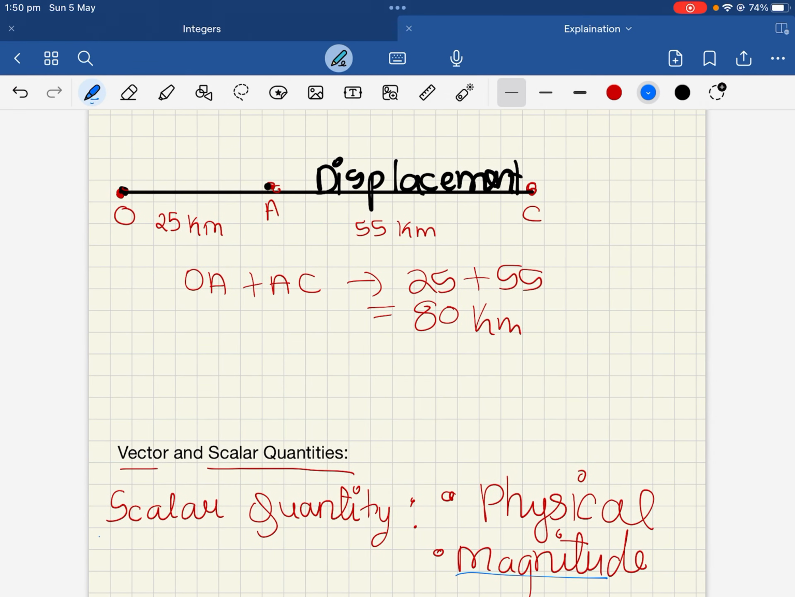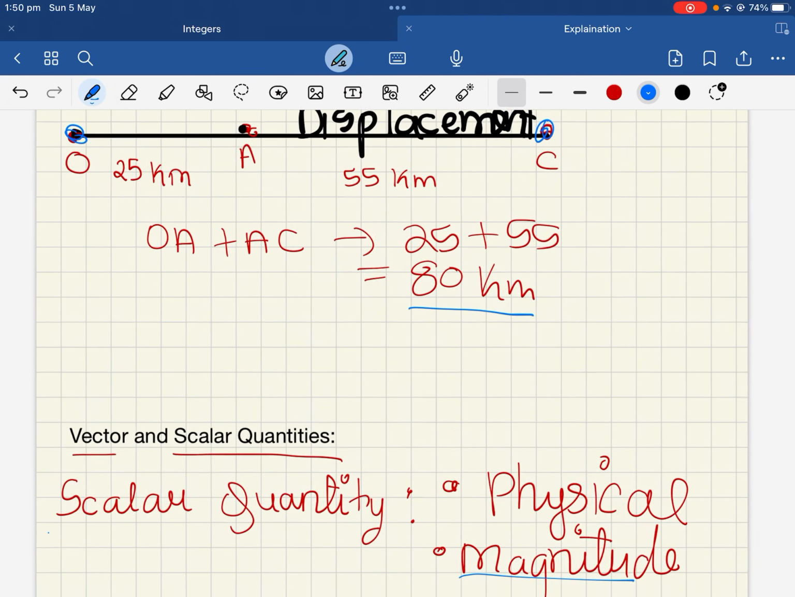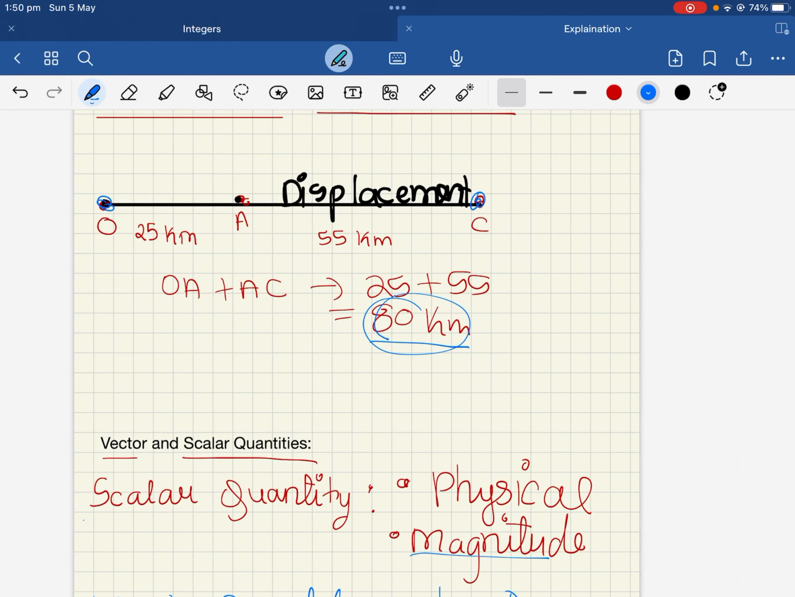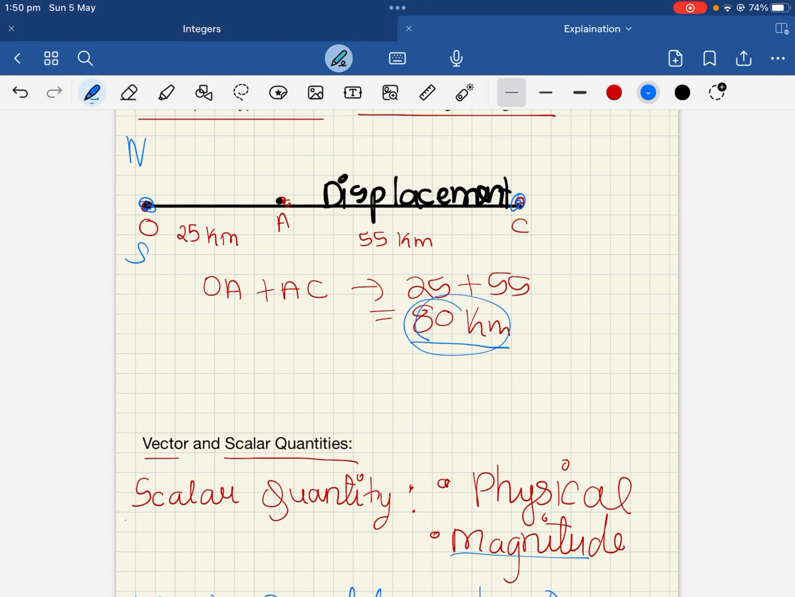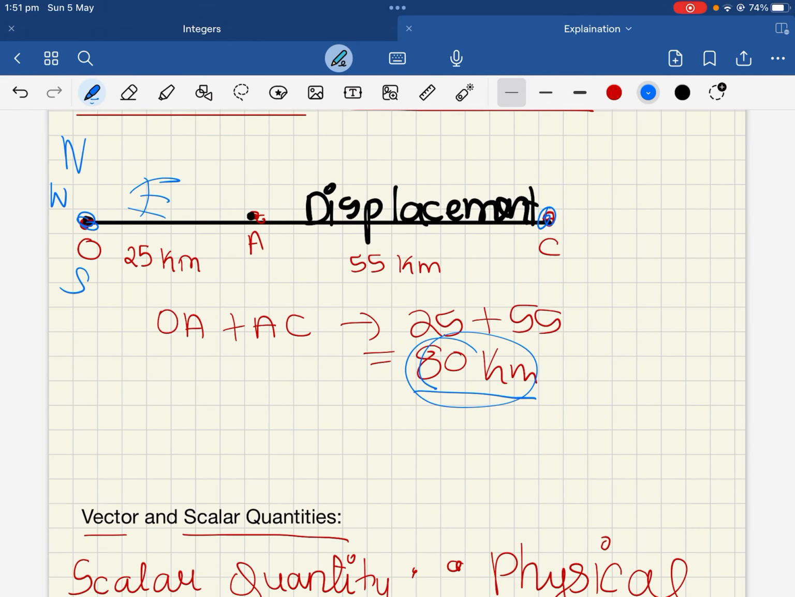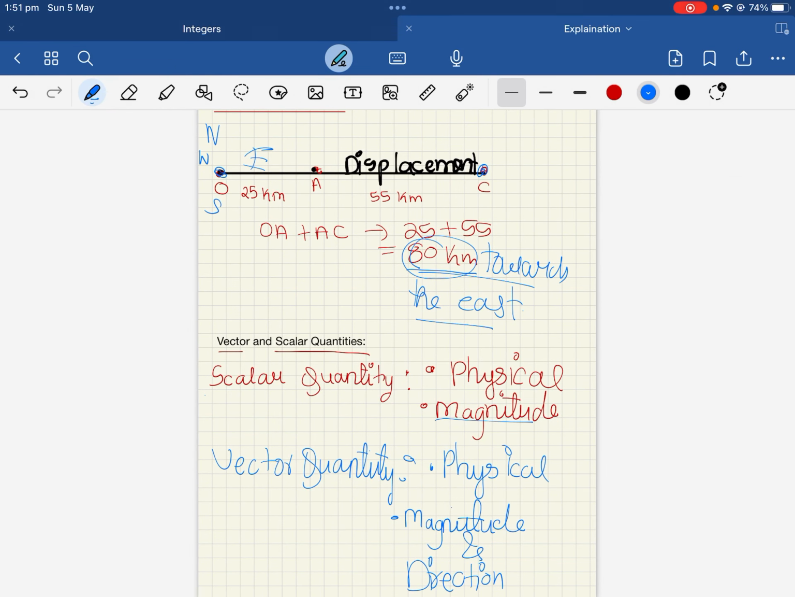Let us take the previous example. The object travels from point A to point C. We do not know the direction. We just know that it travels from point A to point C. 80 kilometers is the magnitude. And suppose this is the north, this is the south, this is the west, and this is the east. Now we can describe it by 80 kilometers towards the east. Thus this becomes a vector quantity.